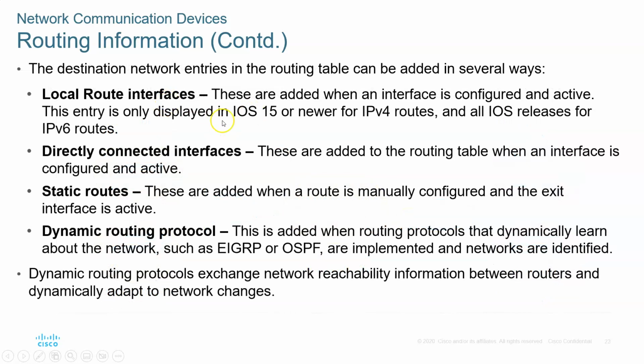So local interfaces are added when an interface is configured and active. This entry is displayed in IOS 15 or newer. So for an interface, you'll have an entry that says exactly the same interface with a /32 IP address, the actual local route interfaces. So in case routers or anybody needs to communicate directly with the interface itself.